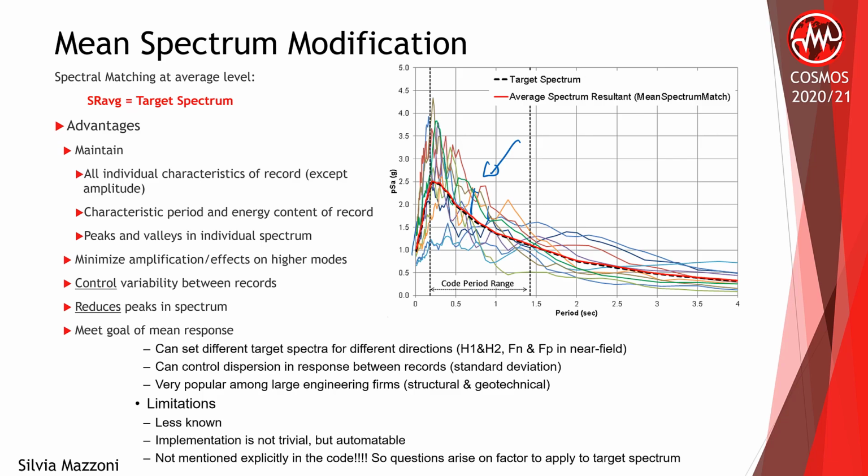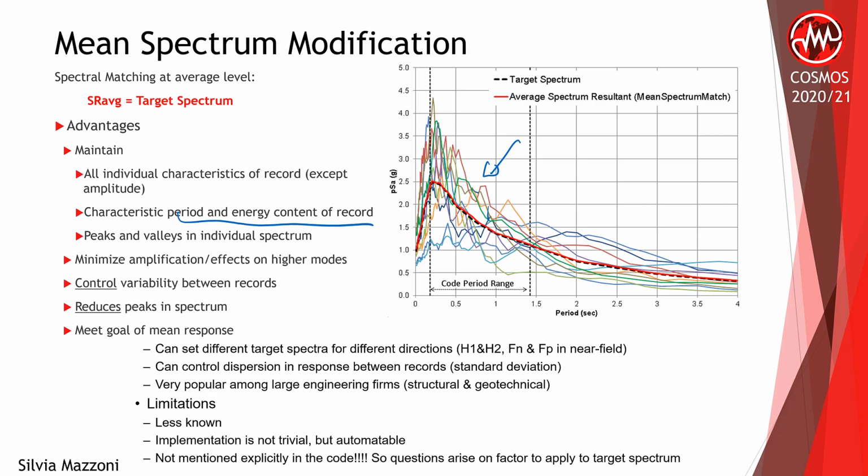The individual characteristics of the record are kept because you're doing minimal modification. The characteristic period and the energy content stays the same. Here's that record that I showed you before, and here's the record that I showed you before. So those are still there. They were just tweaked a little bit. And interestingly, in the limit, if you have a large suite of records, as I showed you before, when the mean is right on, then you don't have to do the modification anymore because you've achieved the goal, or even the modification ends up being that much smaller.